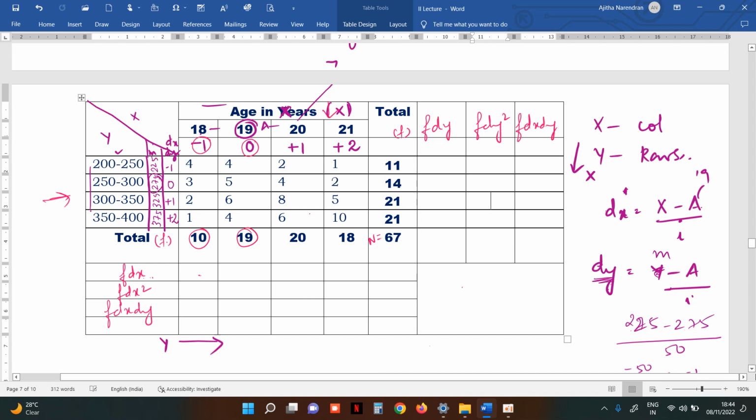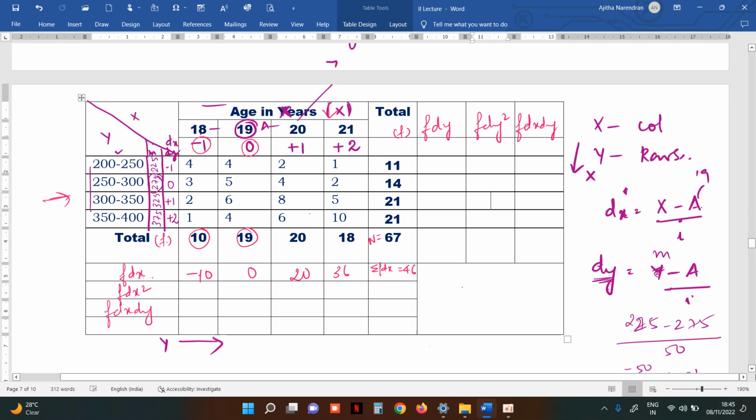Okay. So 10 into minus 1 is minus 10. 19 into 0 is 0. 20 into 1 is 20. 18 into 2 is 36. Right? So you will be getting the total f dx equal to 46.